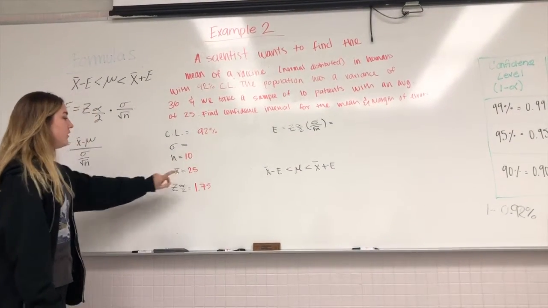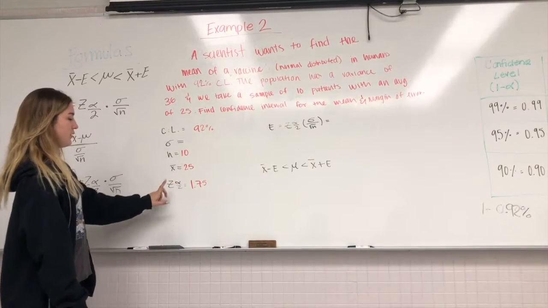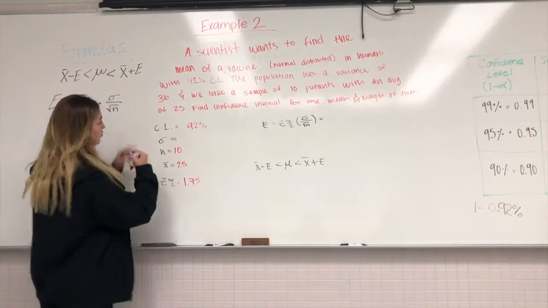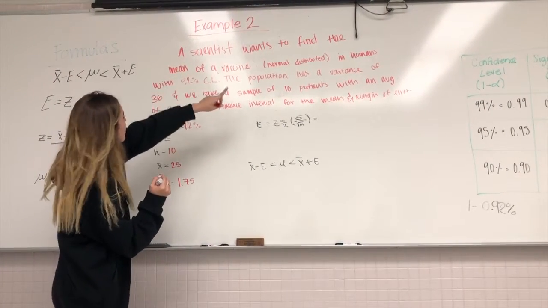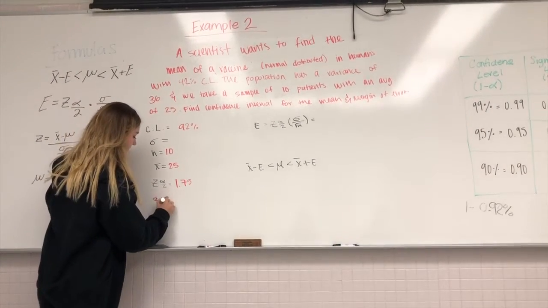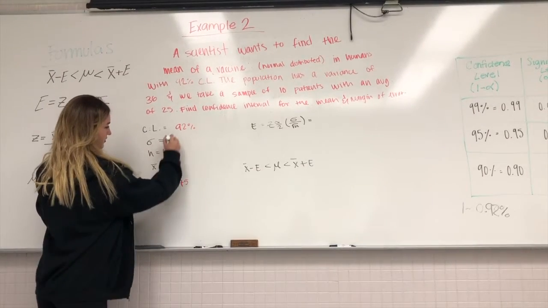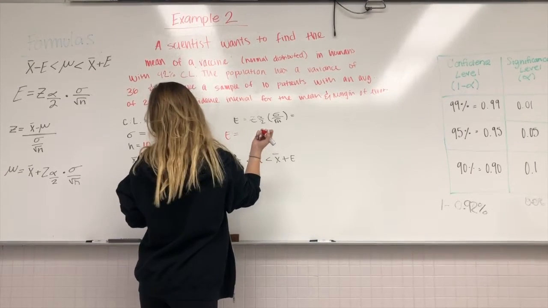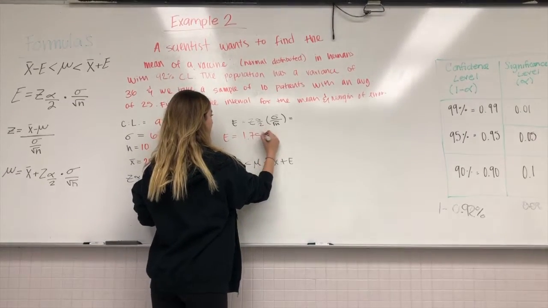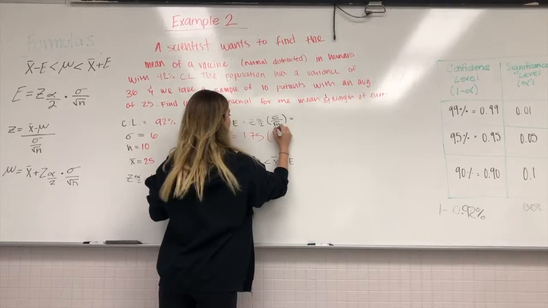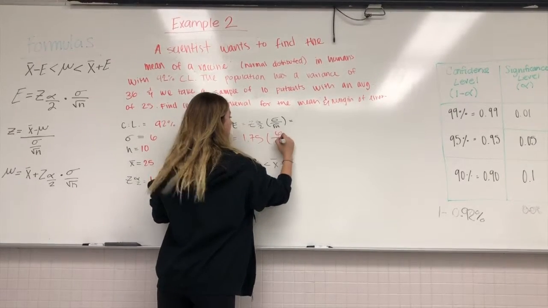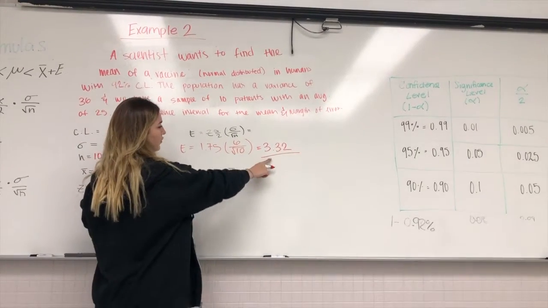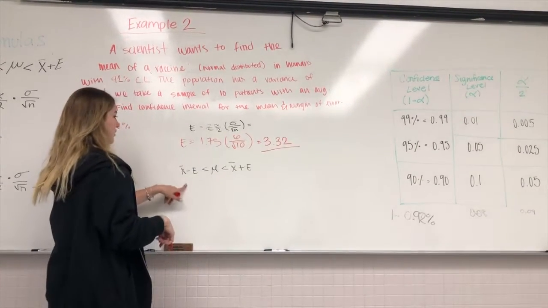Our confidence level is 92%, our sample is 10, the x bar is 25, and our critical value is 1.75. To find the standard deviation, you take the square root of the variance, which is 36, so it's 6. Now you just put it in the equation, which is 1.75 times the standard deviation over the square root of the sample. This will give you 3.32.